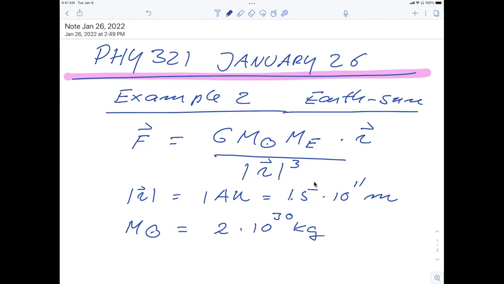Anyone who remembers the mass of the Earth? Roughly, orders of magnitude. Yeah, exactly. I don't remember the exact digits, but this is 10 to the 24th kilograms. So it's 6 orders of magnitude less than the Sun.